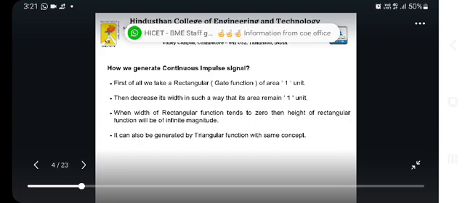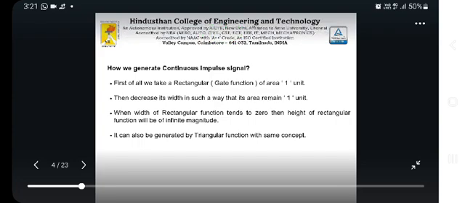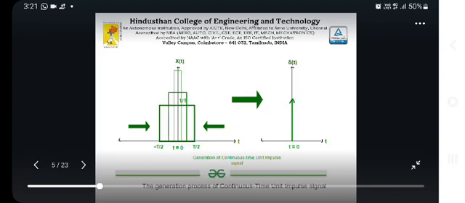How do we generate a continuous impulse signal? First of all, we take a rectangle of area 1 unit, that is a gate function. Then decrease its width in such a way that its area remains 1 unit. When the width of the rectangular function tends to 0, the height of the rectangular function will be of infinite magnitude. It can also be generated by a triangular function with the sample concept. This is the generation process of the continuous time unit impulse signal.